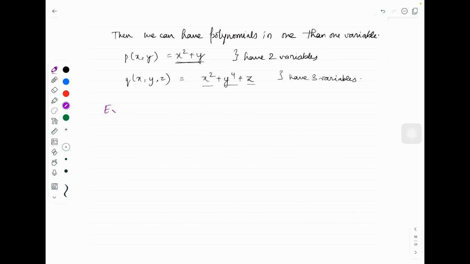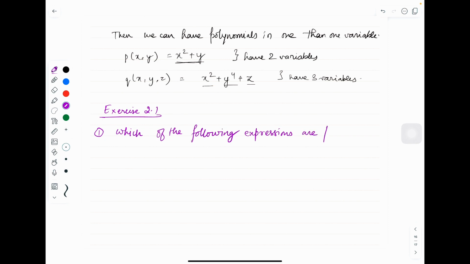We'll go for exercises now. The first exercise. Okay, I will speed up everything because I've already told you about the process of these questions. We have already done some of the examples. Which of the following expressions are polynomials in one variable and which are not? State your reasons.